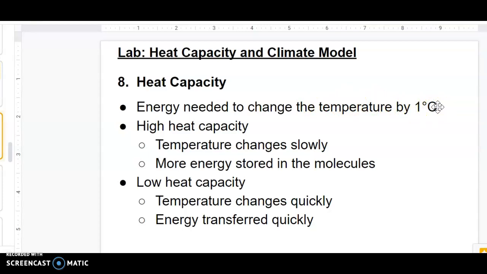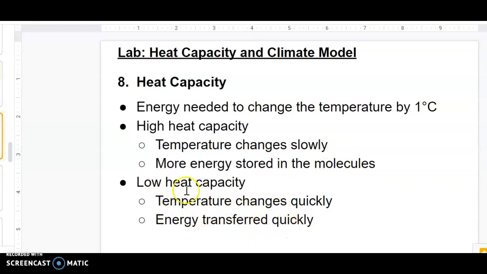Different substances actually heat up a little differently. When something has a high heat capacity, that means that the temperature changes slowly. More energy is stored in the molecules. And then when something has a low heat capacity, temperature changes very quickly. The energy doesn't actually go into the molecules as much. Actually, that energy gets transferred very quickly from one molecule to another.